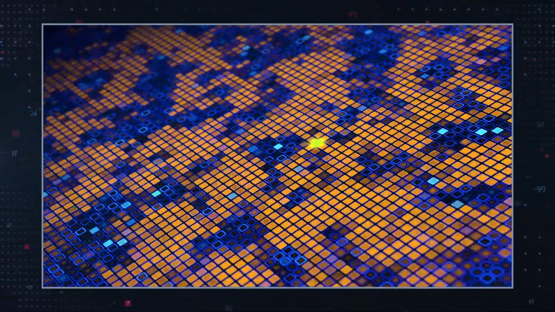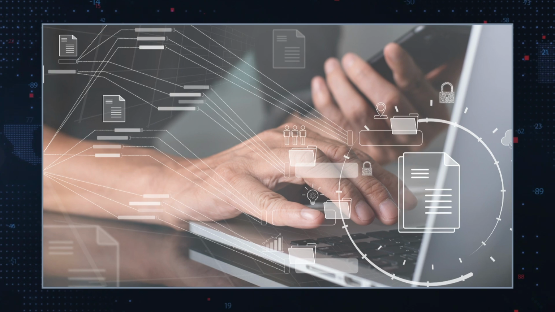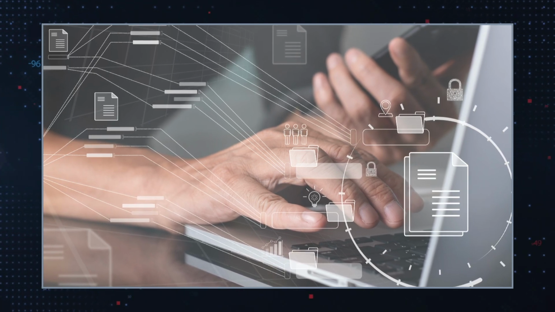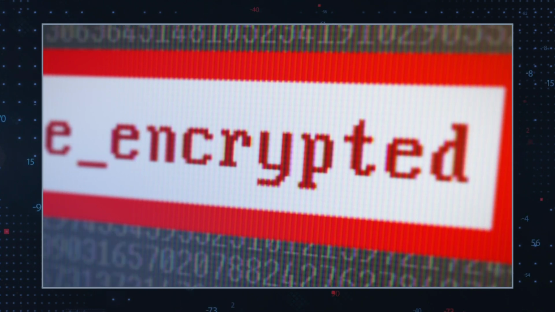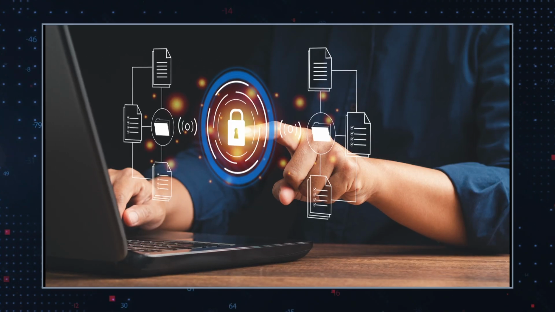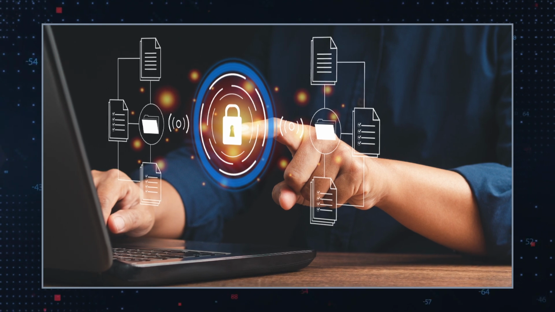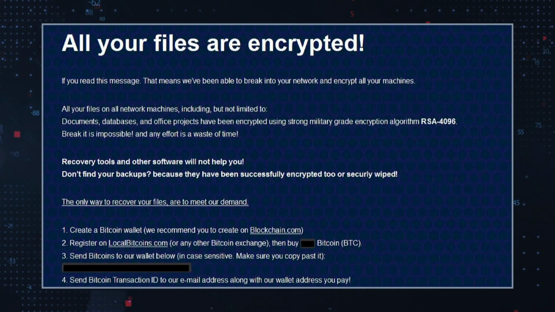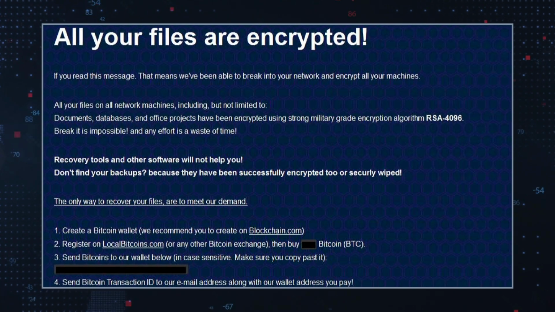Once Gengar Ransomware infiltrates a system, it begins by scanning for files to encrypt. These files, often critical to daily operations, include documents, images, spreadsheets, and more. Using the AES encryption algorithm, Gengar Ransomware locks the files, making them unreadable without the decryption key held by the attackers. After encryption, Gengar Ransomware leaves a ransom note detailing the situation and providing instructions for victims.